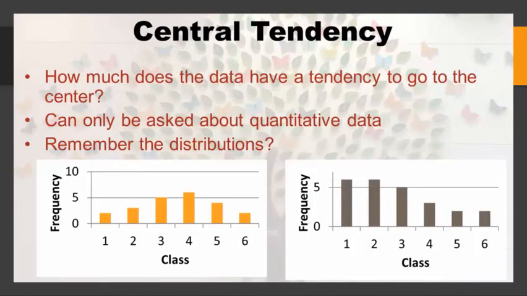So what is central tendency? Well, central tendency is a measurement of how much the data has a tendency to go towards the center. We're looking at how well the data likes to group together in one area, towards the center of the data set. And of course, this kind of thing can only be used in quantitative data. You cannot do this in qualitative data, okay?